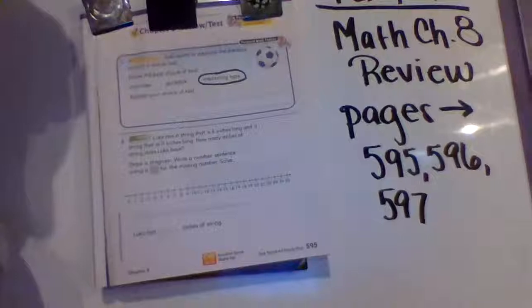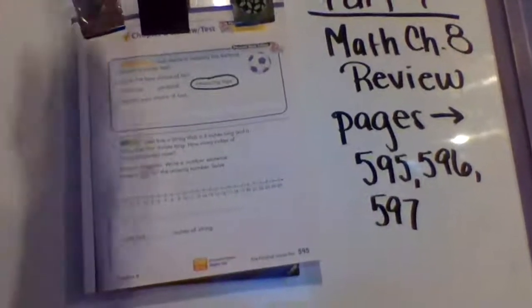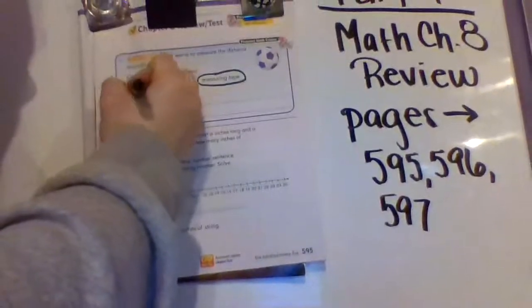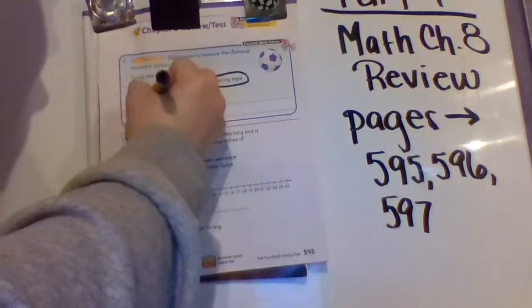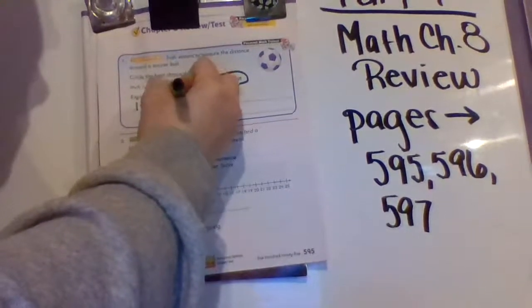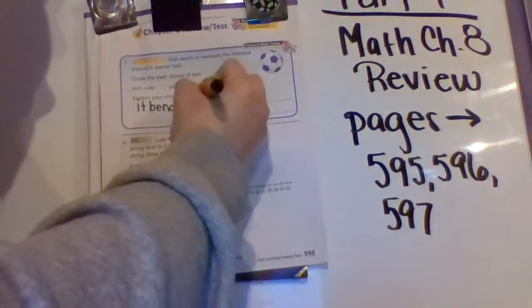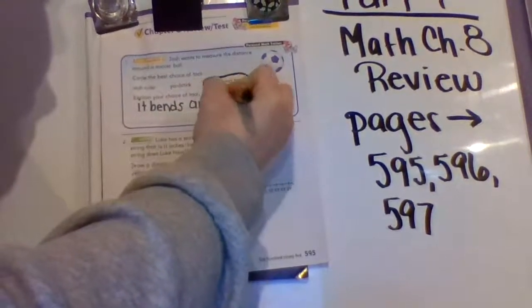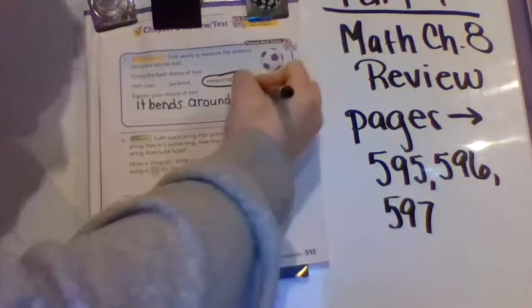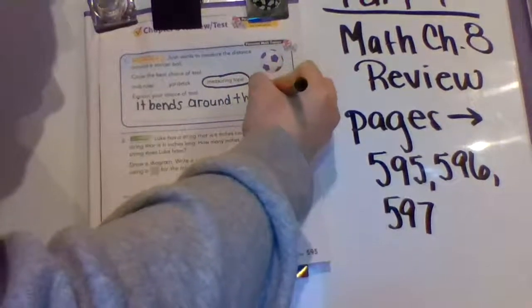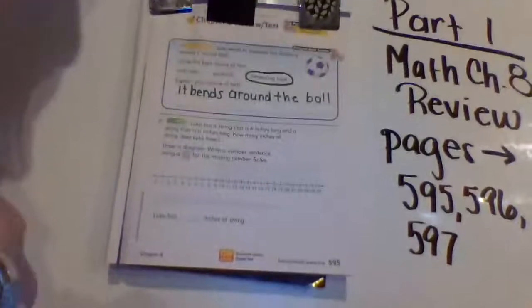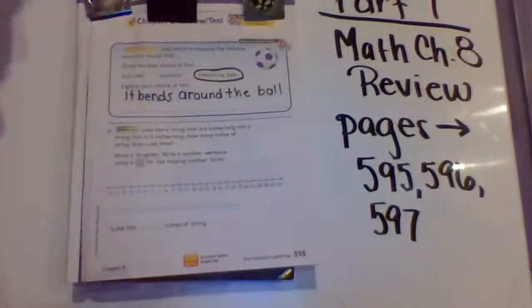And you were supposed to explain why you chose that answer. And that is because it bends around the ball. The other two are just flat. Okay. So if you're measuring around a ball, you would definitely use a measuring tape. And the reason why is because it would bend around the ball.